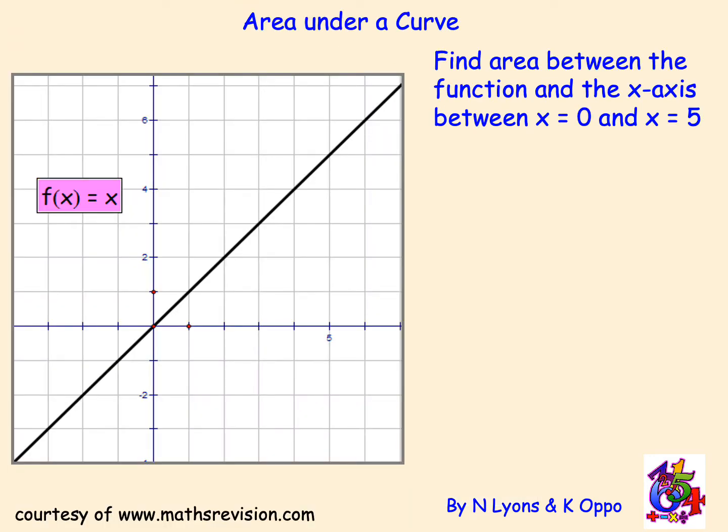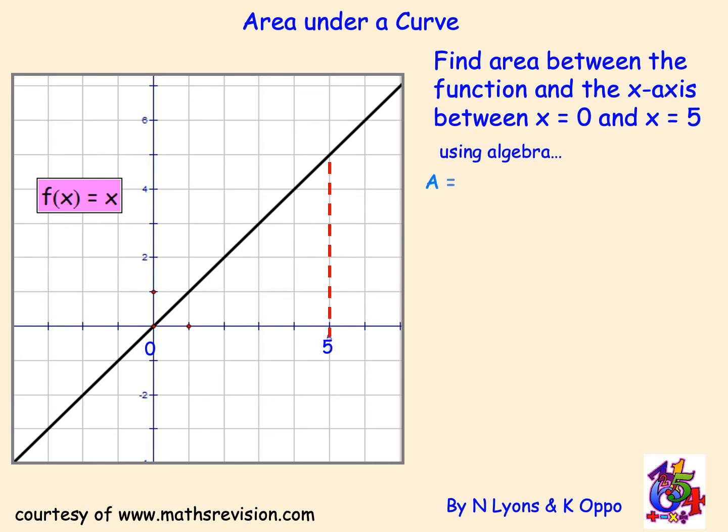We've got the area under a curve, so find the area between the function and the x-axis, between x equals 0 and x equals 5. Now in this example we've got the function f of x equals x. It's just a straight line, y equals x. But remember, straight lines are just special types of functions. So I'll put in the graph, x is 0, x is 5, dotted line comes down. So what I'm really trying to find is the area of that triangle.